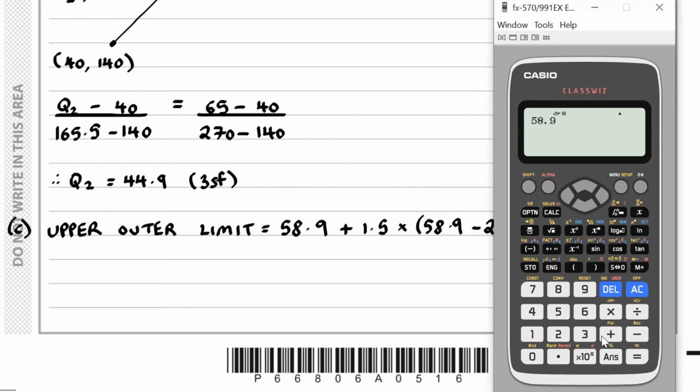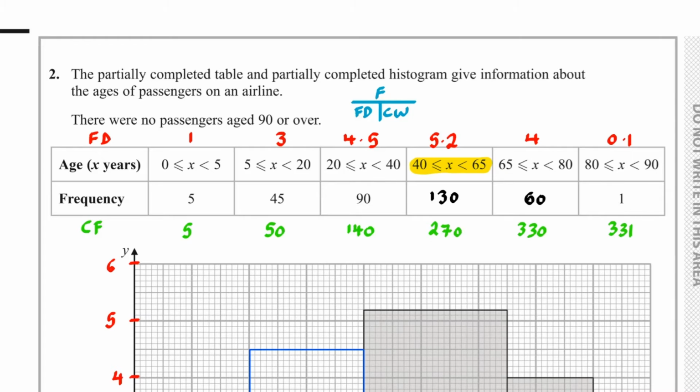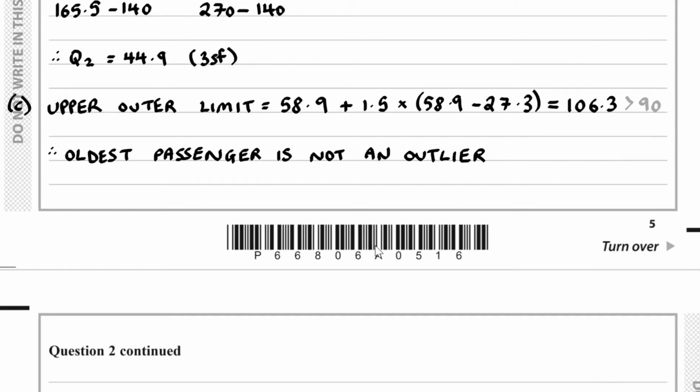The upper outer limit is equal to 58.9 plus 1.5 multiplied by 58.9 minus 27.3. So this is the interquartile range, this is the upper quartile, and if I work out what this is, 58.9 plus 1.5 lots of 58.9 minus 27.3, I get 106.3. And this is greater than 90, which is our upper limit. So what can we conclude from this? Well, the oldest passenger is not an outlier.